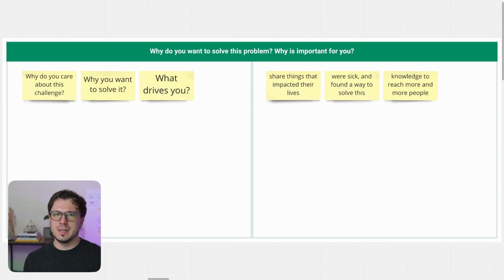One interesting aspect is to understand why they actually care about this, why they want to solve this. And especially important if the founders are in this for the long haul, because you need that drive, that passion for doing this. So I usually ask them why they care about this challenge, why they want to solve it, what drives them to do it. And you can see, again, some people share things about stuff that impacted their own life. They were sick and found a way to solve these problems. And they like to give knowledge to reach more and more people.